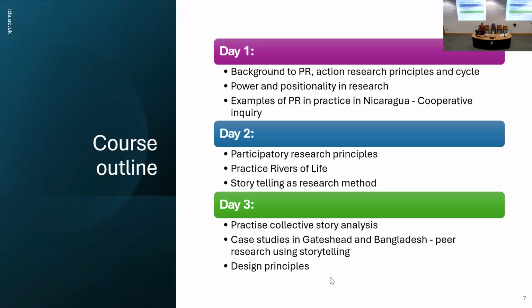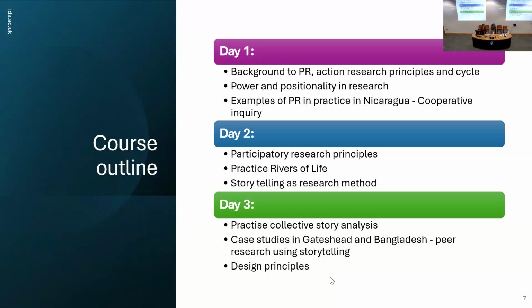And then you get some input on storytelling as a research method and what it offers. And then we also do some narrative storytelling. Participants will collect a story mainly from each other or from somebody else if they can get hold of them. So after day 2, you go away and collect a narrative story. And on day 3, we practice narrative story analysis.